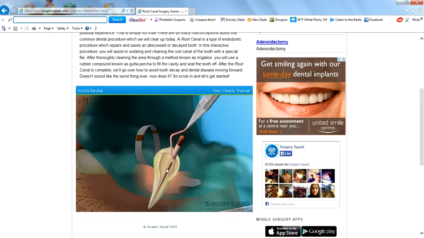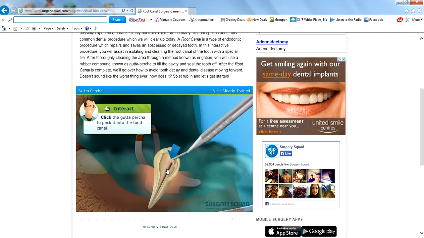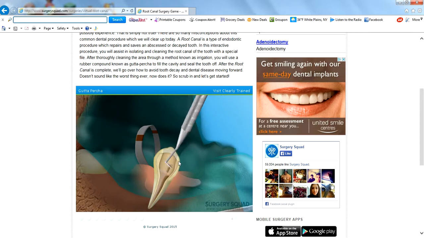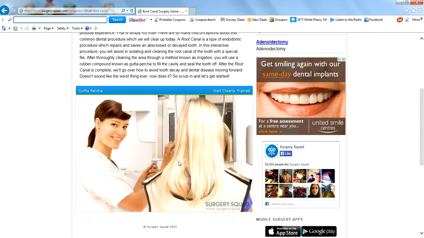No, this looks really painful. Pack the gutta percha into the tooth canal using a plugger. What are you doing? The fuck is that? After the gutta percha has been placed, who the fuck is she?